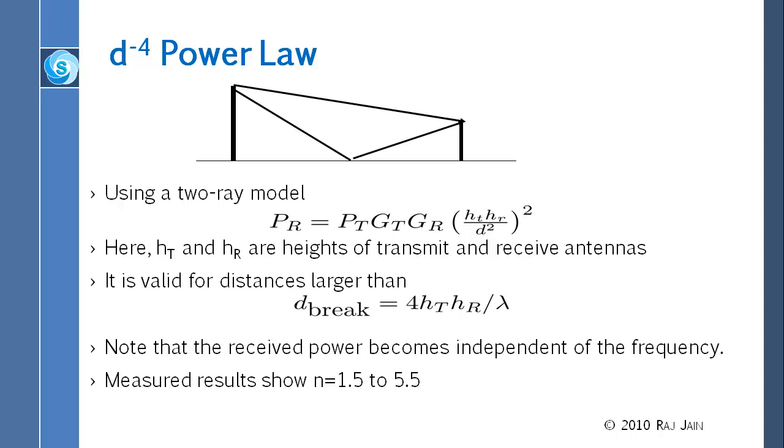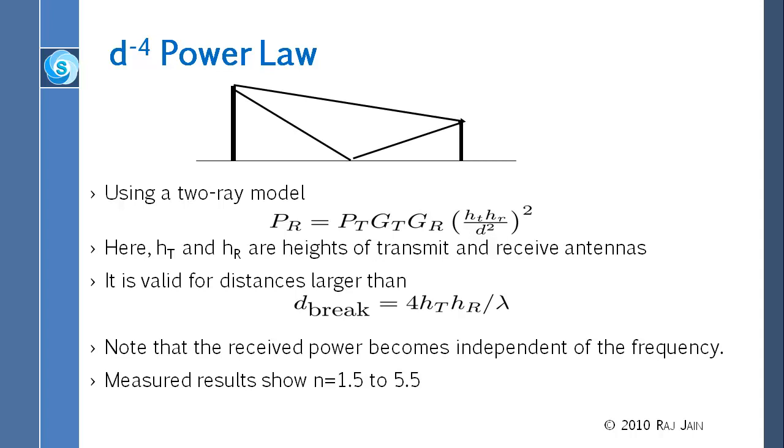If they use the two-ray model, then they can prove that the received power equals the transmitting power times GT GR times (HT HR divided by d square) whole square. HT is the height of the transmitting antenna. HR is the height of the receiving antenna. So it also depends how high these antennas are. Why does it depend on how high the antennas are? Because if you are very close to the ground, you can't have much reflection. On the other hand, if you are very high on the mountain, you have a lot more possibility of the signal getting through. The earth itself acts as a barrier.